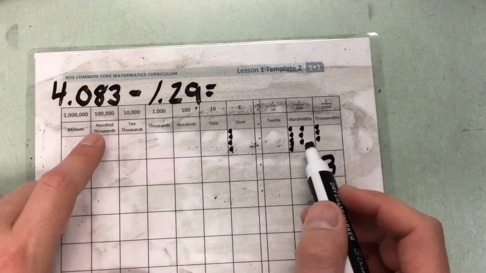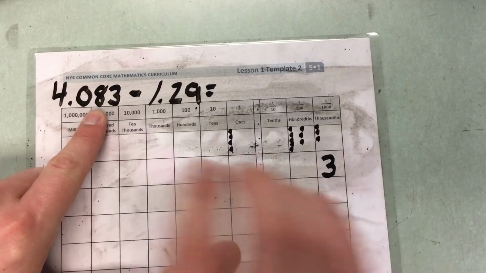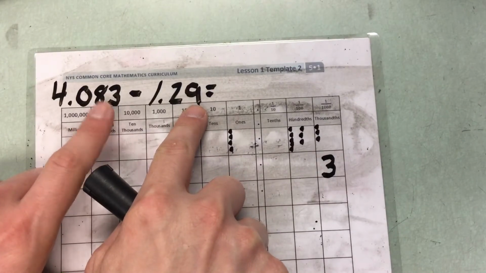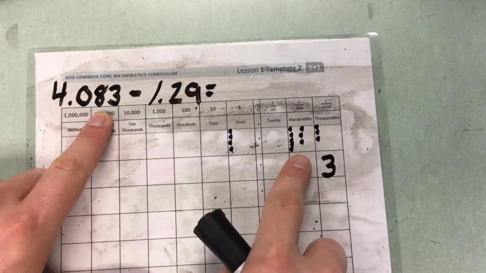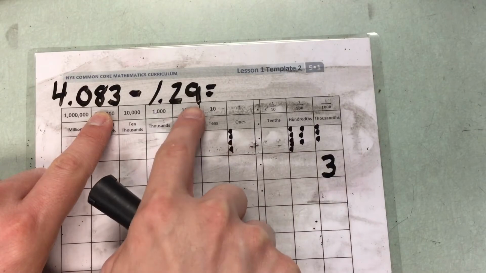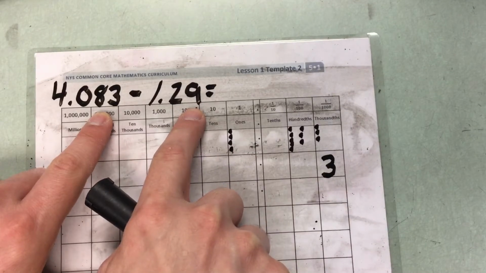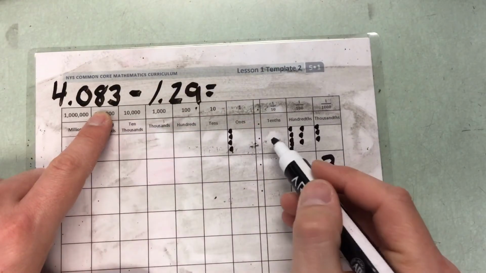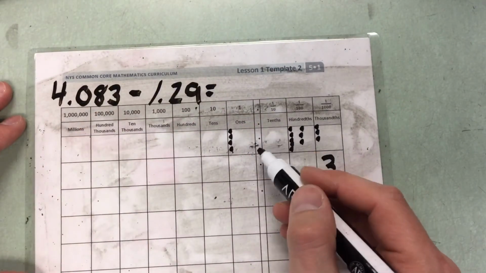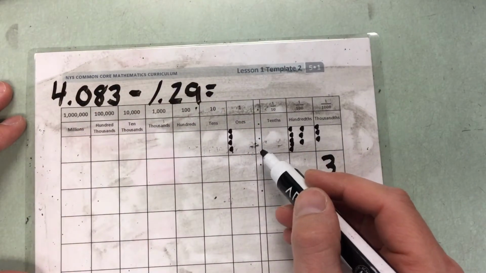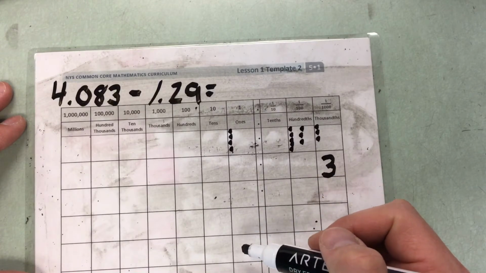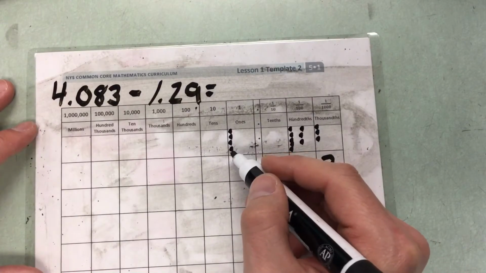Now I'm going to go to my hundredths. So I have 8 in my number, 4 and 83 thousandths, and I'm trying to take away 9, but that's not enough. So I'm going to have to borrow. So when I try to go over to my tenths column to borrow, there's nothing there to borrow. So what should I do? I'm going to go to my ones column and borrow.